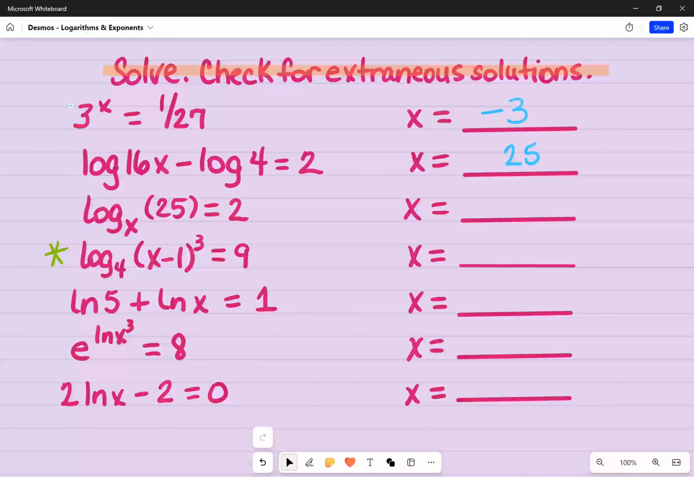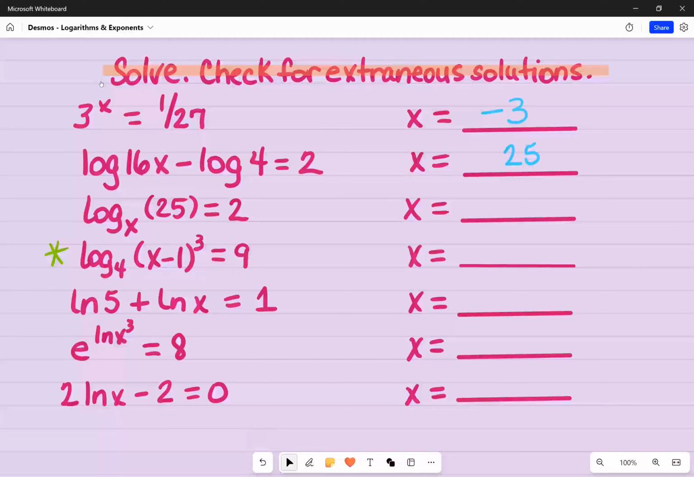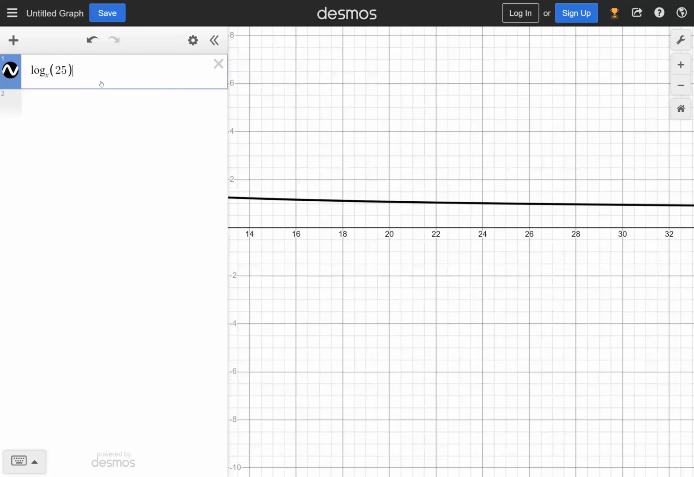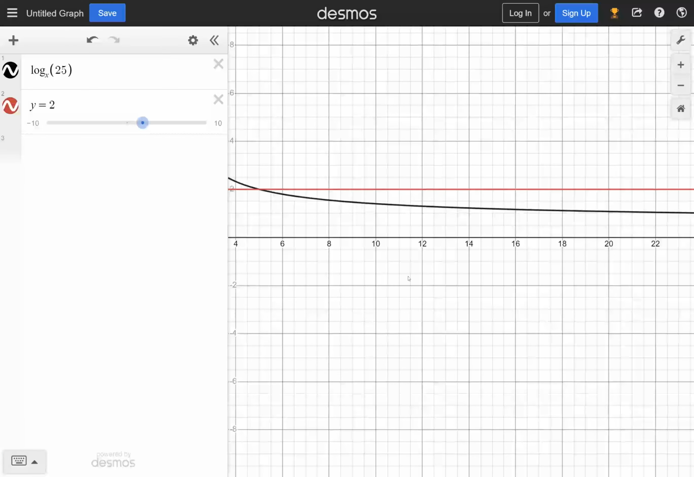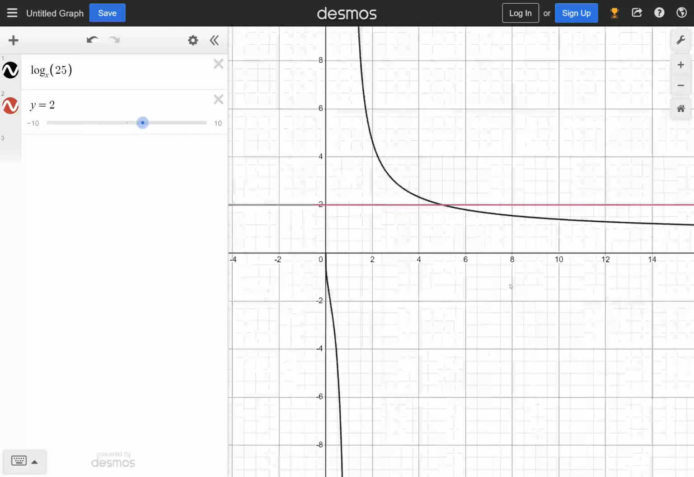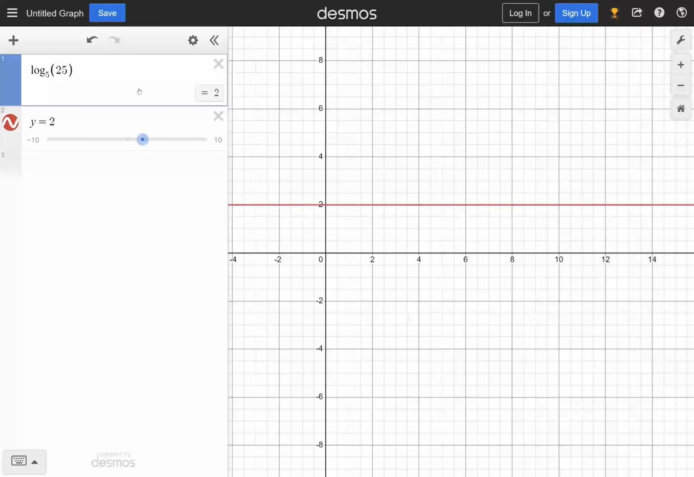All right, so we're going to go to the next one. This time our base is x. So we're going to type in log shift underscore x, arrow to the right, and 25 is going to be in parentheses. And then I'm going to go to the next row and I'm going to type y equals 2. So when y equals 2, what is x? So I want to see where they actually intersect. And if I come back this way, I can see right here, when y is 2, x is 5. So I just want to test it, check my extraneous solutions, and yes, they equal. So I know it's 5.